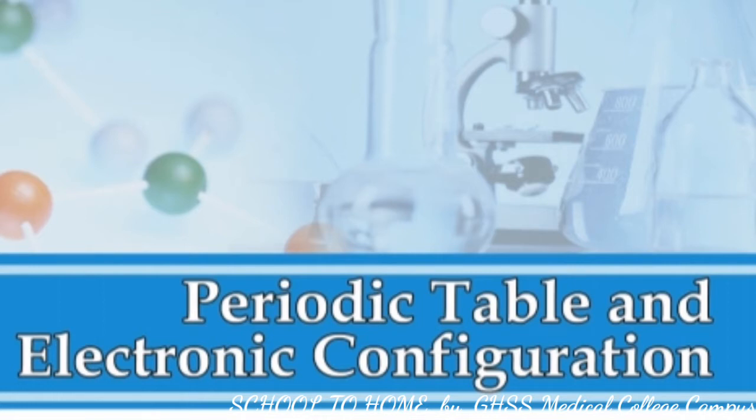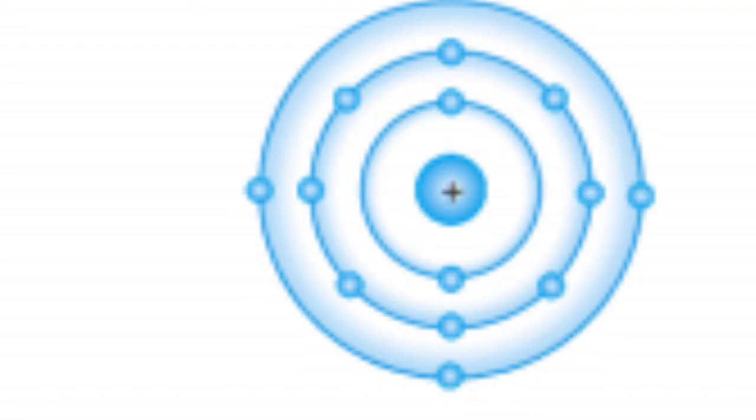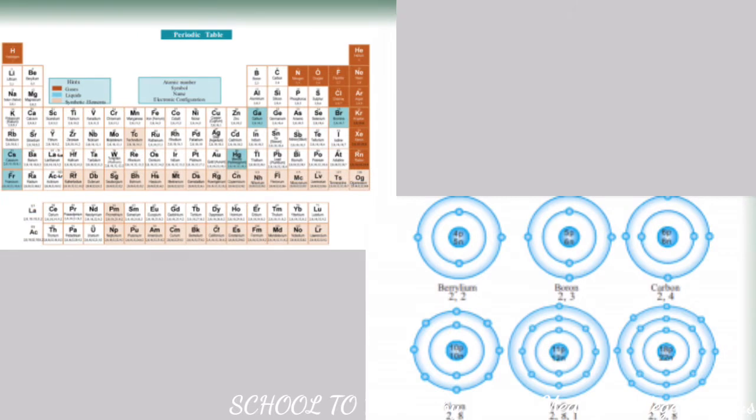What the title indicates, it's about a table where periodicity is observed and the configuration or arrangement of electrons in an atom. The whole lesson is about the relationship between these two concepts.